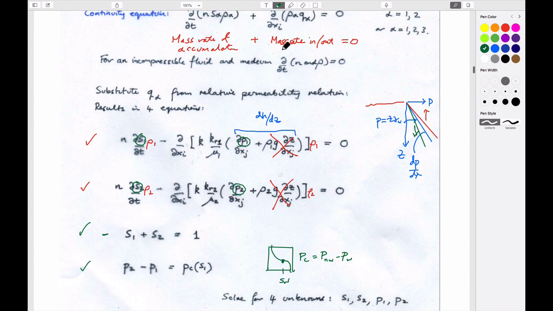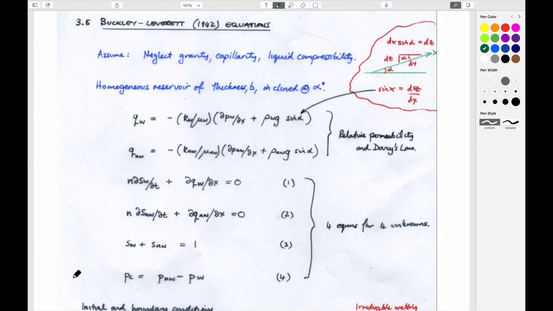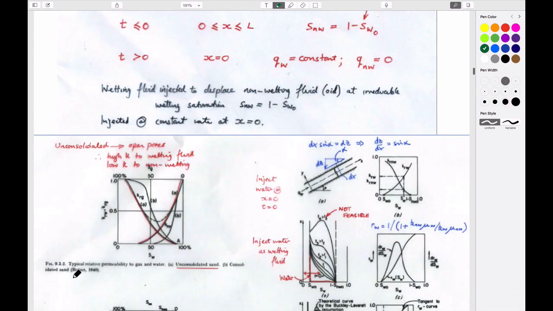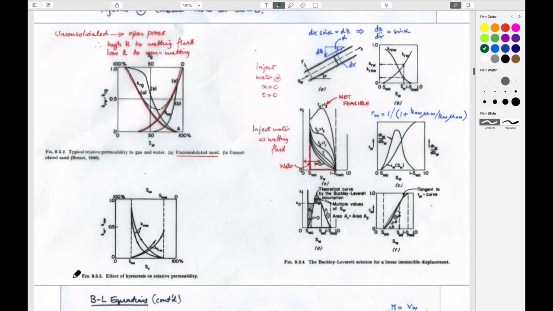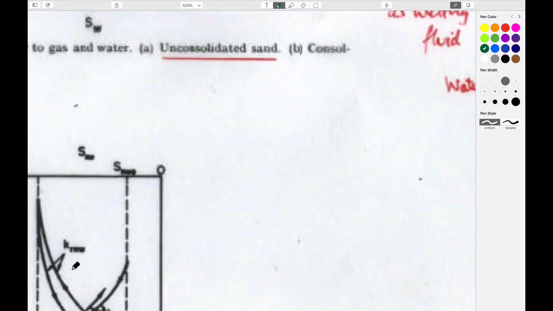So if you happen to take these four equations and you happen to solve them for a particular set of boundary conditions, then you get what are referred to as the Buckley-Leverett equations. And I'm not going to talk about the terms, but I will talk about the outcome in terms of what the flow behavior would look like. And very simply, it looks like this, if I scoot this up.